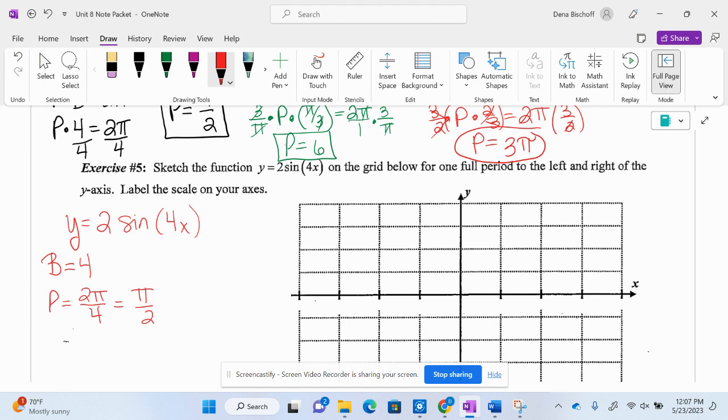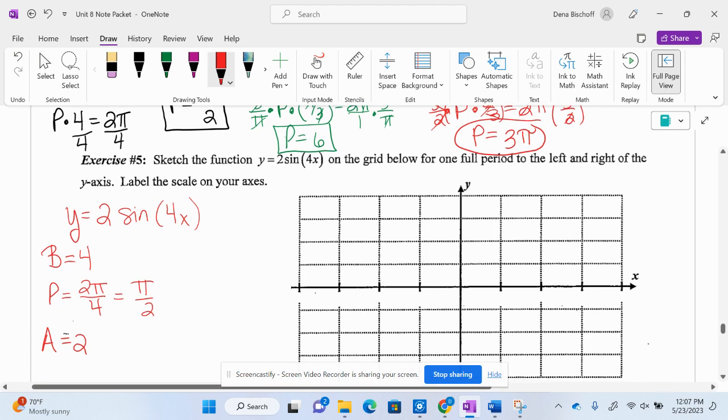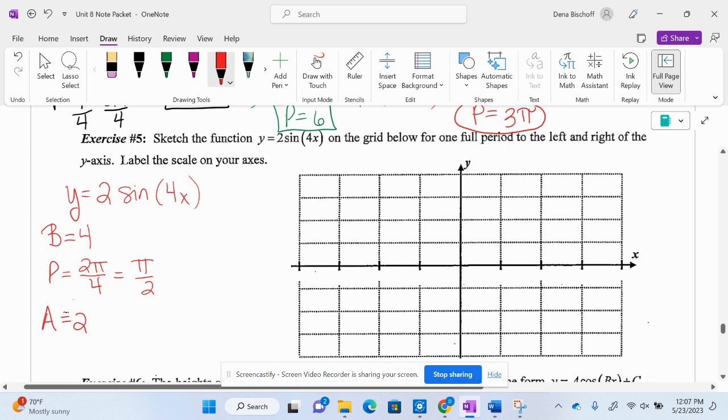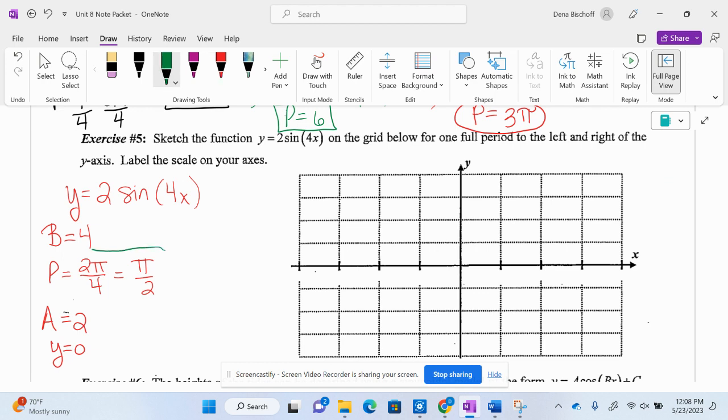Okay. What else do we know? The amplitude is 2. Yeah. Okay. Where is the midline? Does this have a vertical shift? Yeah. Y equals 0 is my midline. Okay. I think that we have everything we need to know to graph this, except we don't know how to number our axes here. So I want to talk about this right here.